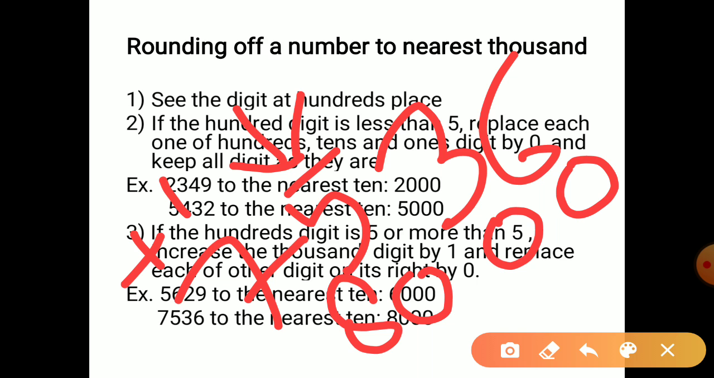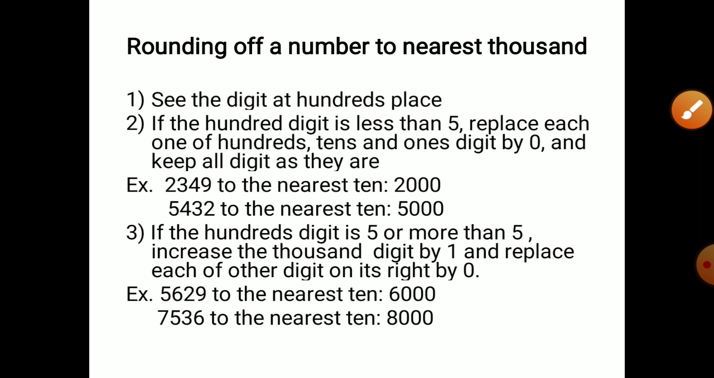So I hope that you understand how to round off a number to the nearest 10, nearest 100, and nearest 1000. This is a very simple topic. If the digit is less than 5, you make all the digits 0. If the digit is more than 5, you add 1 to the digit on the left.